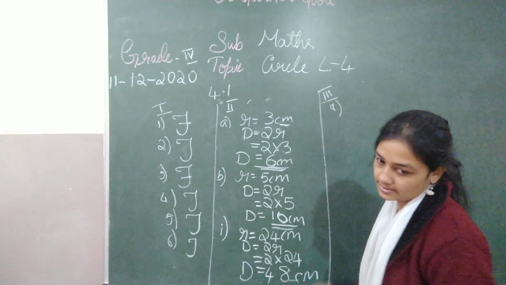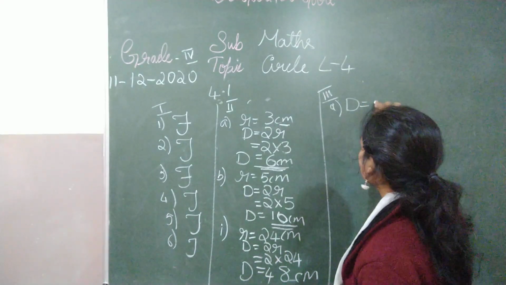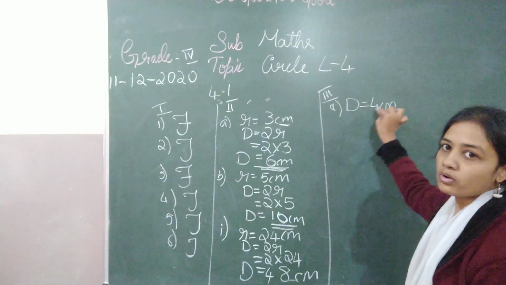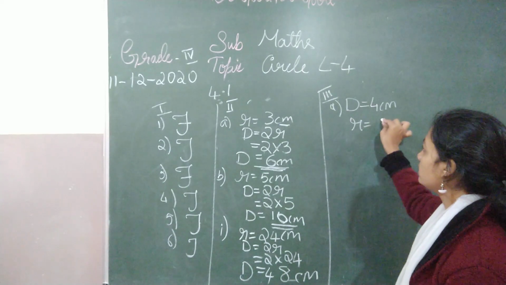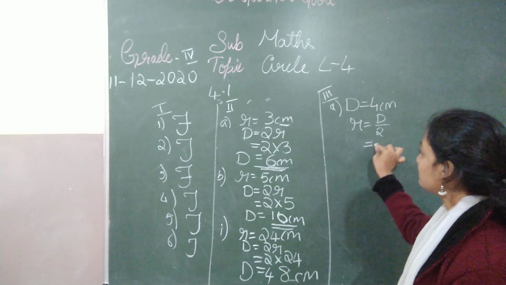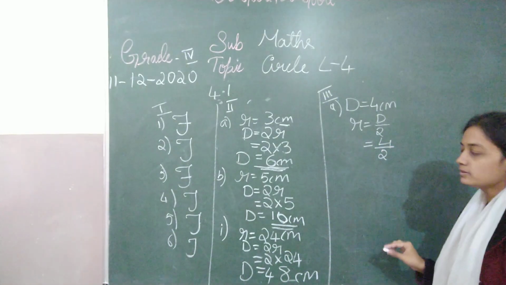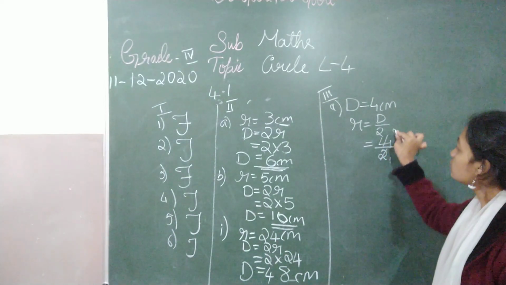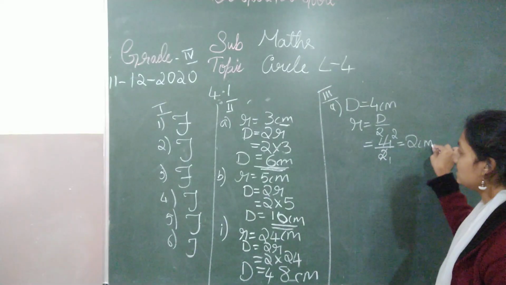First one, 4 centimeter. What is this 4 centimeter? It is the diameter given. Diameter is equal to 4 centimeter. Now first write the formula. R is equal to D by 2. That is nothing but 4 by 2. So simplify this. 2 1s are 2, 2 2s are 4. So the answer is 2 centimeters.